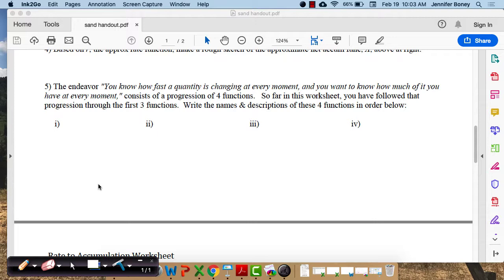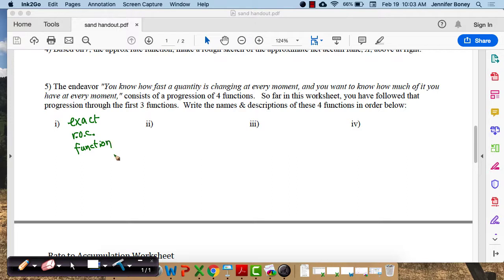So far in the worksheet, you followed the progression through the first 3 functions. Write the names and descriptions of those. Let's see, what did we start with? What was given to us in the graph on the left? It was a rate function, yeah? And then we drew a different rate function. So the one that they gave us was an exact rate of change function. And then we worked towards getting an approximate rate of change function.